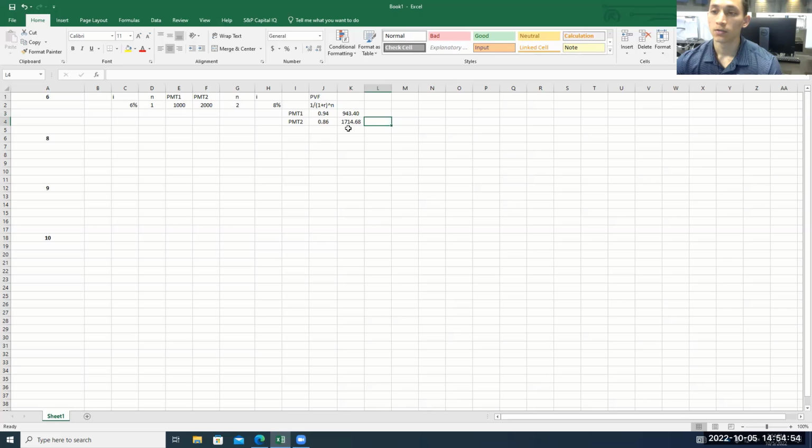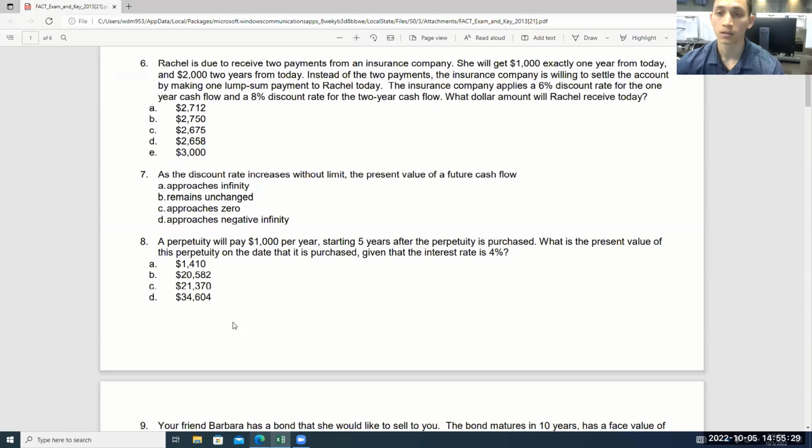So these are the present values of both of these payments, if they were to be given to us over the actual periods that they would have, but instead we're doing the one lump sum payment. So all we need to do is take the sum of both of these numbers to find the actual present value of both of them combined that we will receive today. So we just take the sum. The payment that we will receive today will be $2,658.07, about $2,600. If we go back, that's going to be number D.